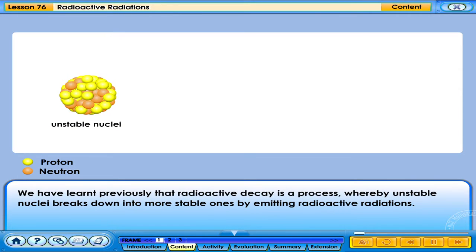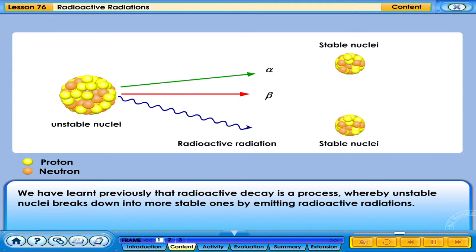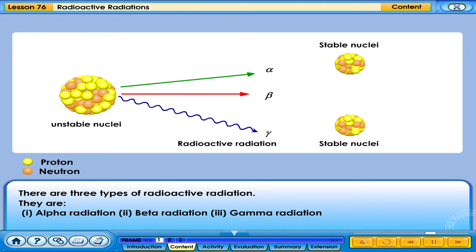We have learnt previously that radioactive decay is a process whereby unstable nuclei break down into more stable ones by emitting radioactive radiations. Apart from this, heat energy is also released. There are 3 types of radioactive radiation. They are alpha radiation, beta radiation, and gamma radiation.